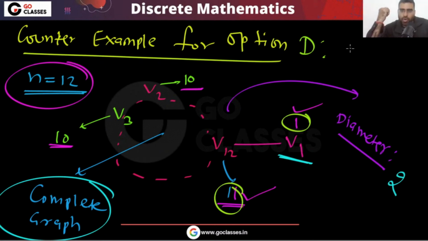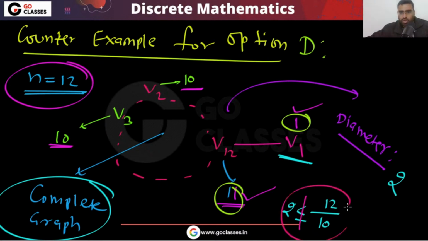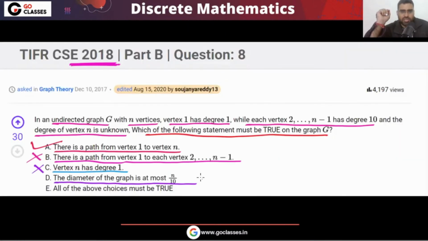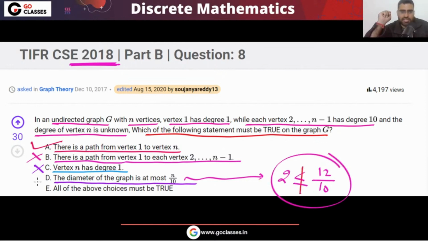But option D is saying at most n by 10. But you can notice 2 is not less than or equal to this. Yes or no? Is this clear to everyone? Because remember, this option is saying at most n by 10. So definitely this statement is false.